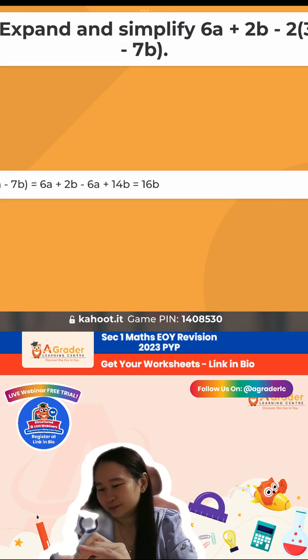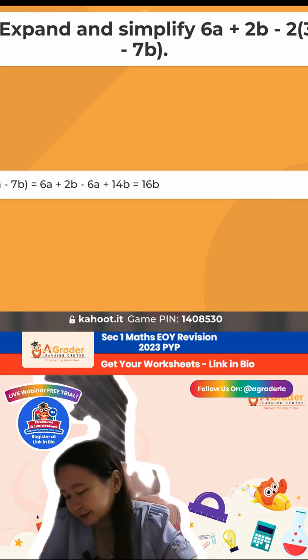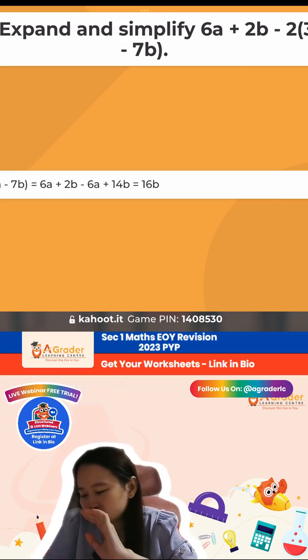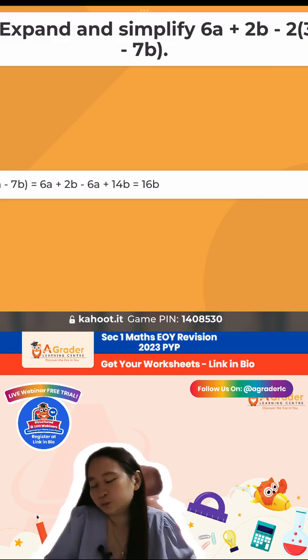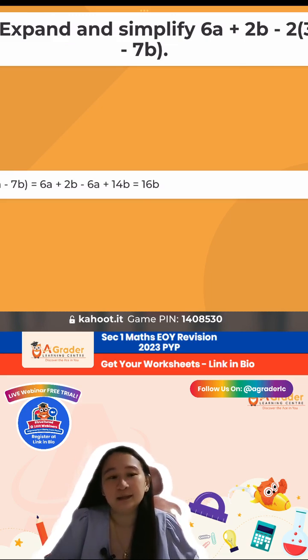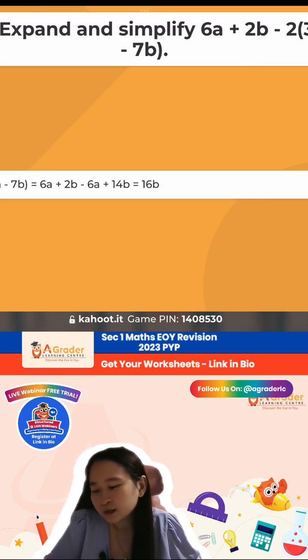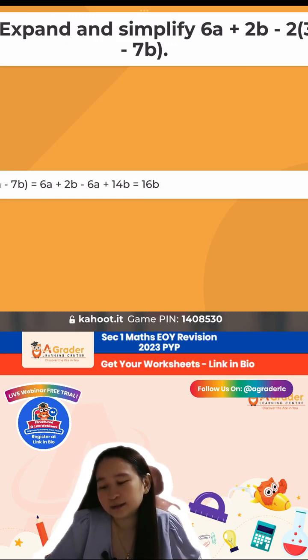So same thing, I think the spacing got some issue here. Okay, so 6a plus 2b minus 2 bracket 3a minus 7b. What we do is we multiply negative 2 into 3a and negative 7b first. Negative 2 times 3a, we get negative 6a. Negative 2 times negative 7b, we get positive 14b. Then we simplify from here.